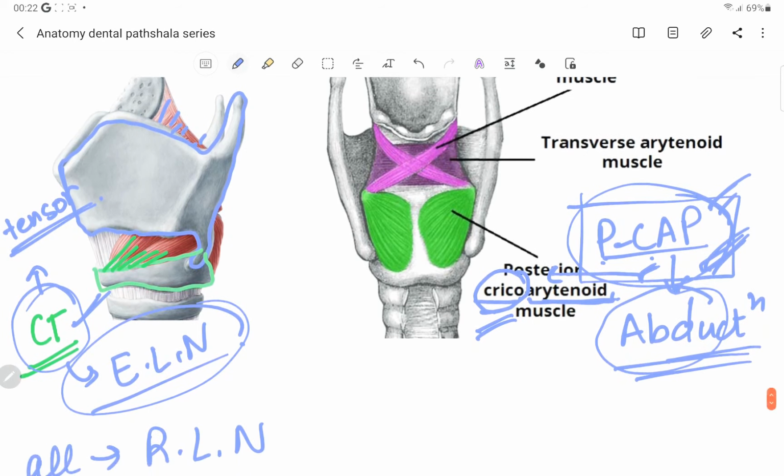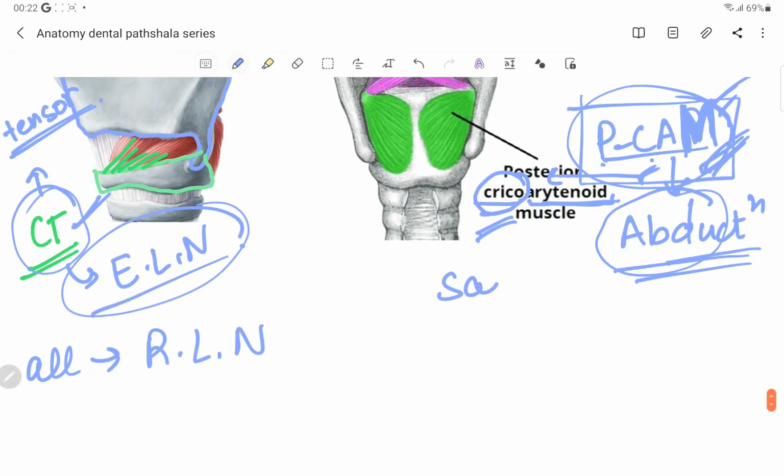See guys, all the muscles of the larynx mostly are going to be adductors of the larynx, or adductors of the vocal cord. The posterior cricoarytenoid, PCAM, you can also remember. The PCAM is the only muscle which is going to be the abductor. Since it looks like an abs muscle, you can remember that it is the only abductor which is going to open the vocal cord. So that is why it is also known as the safety muscle.